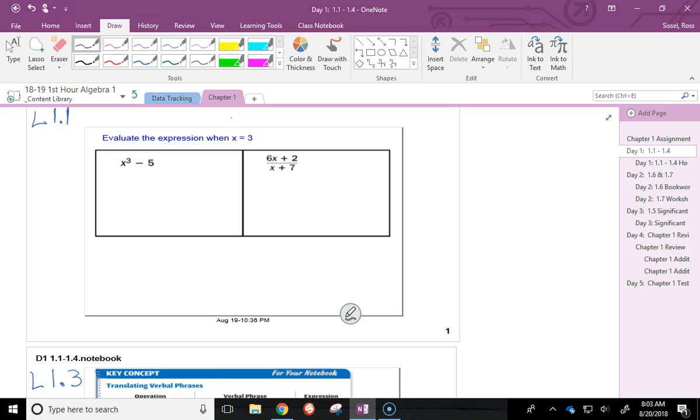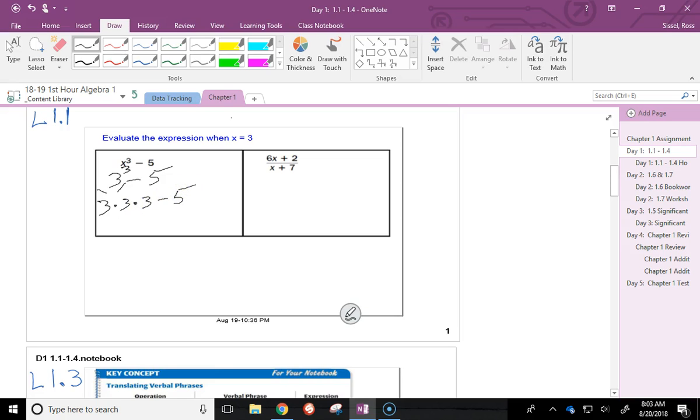So I always replace x with 3, so I rewrite mine as 3 cubed minus 5. And then what does cubed mean? Well, 3 cubed means you times that number by itself 3 times. So I would say 3 times 3 times 3 minus 5.